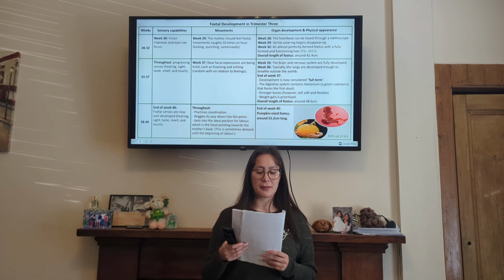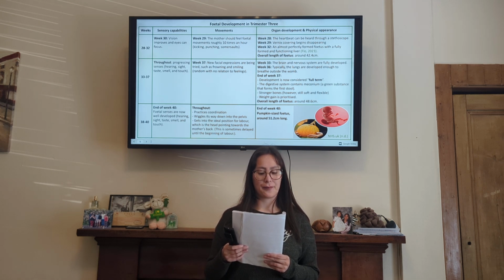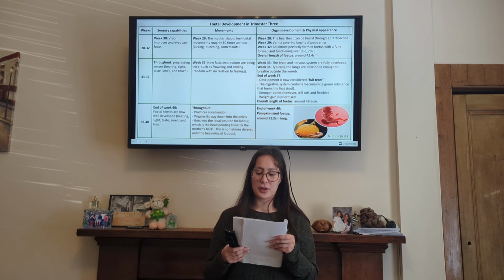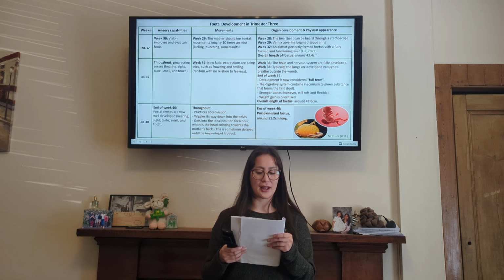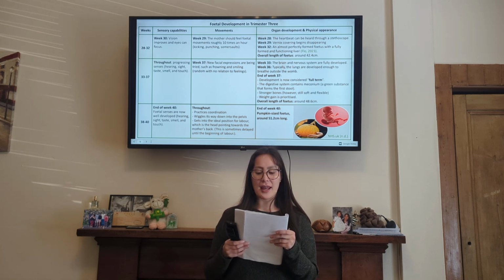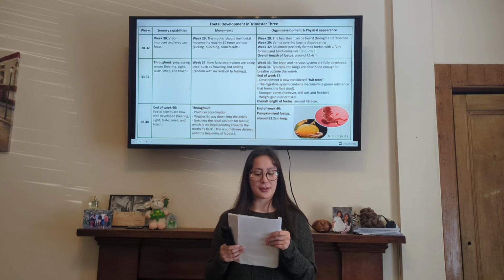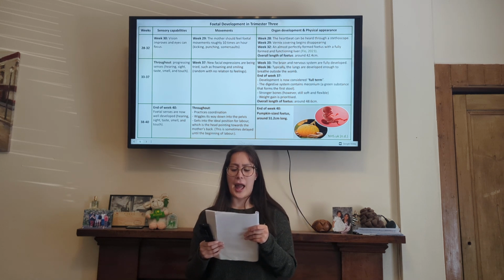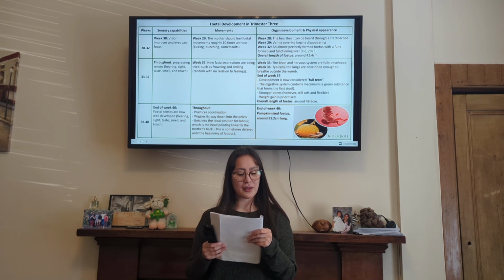Week 33 marks the completion of the brain and nervous system, followed by increased sensory capability. By week 36, the lungs have matured sufficiently and are capable of breathing outside of the uterus. The end of week 37 brings new facial expressions, such as frowning and smiling. However, these are completely random and are not related to feelings.